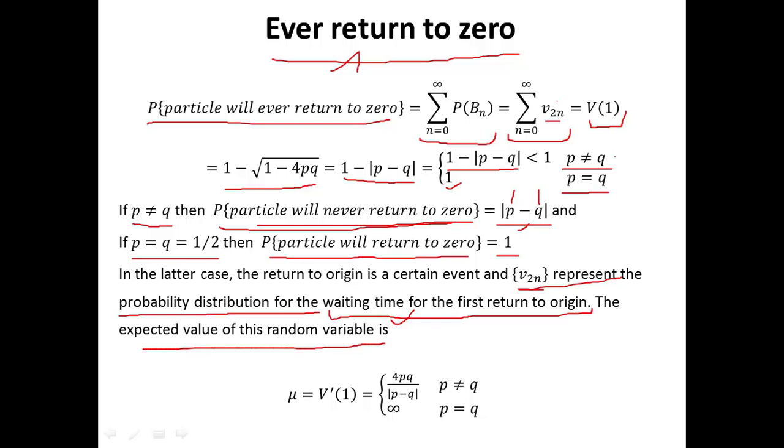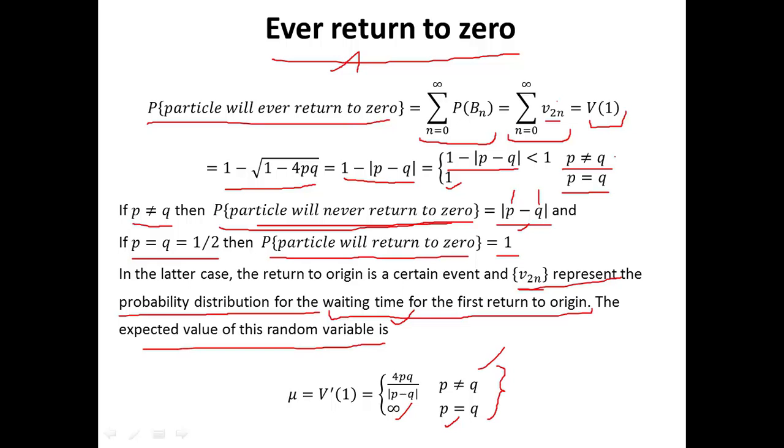So the 0th trial to the 2nth trial will represent the waiting time for the first return to 0, and the expected value of this random variable you can get as mu equals V dash 1, by differentiating, and you will get this as 4pq by magnitude p minus q if p not equal to q, and infinity if p equals q. The proof is given in the literature, but we are not considering it here.